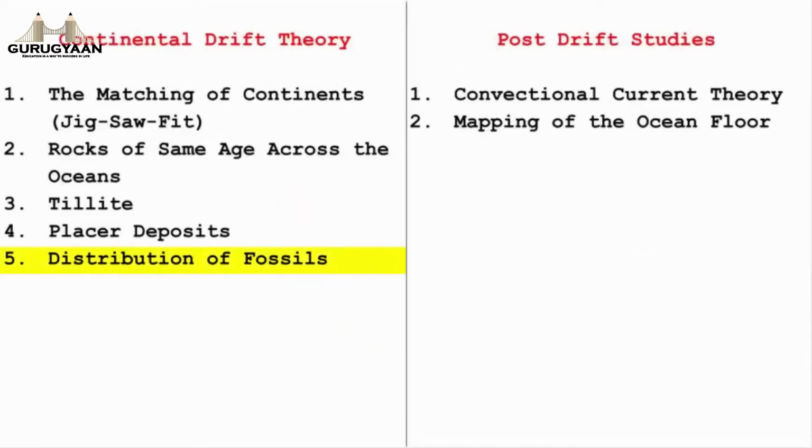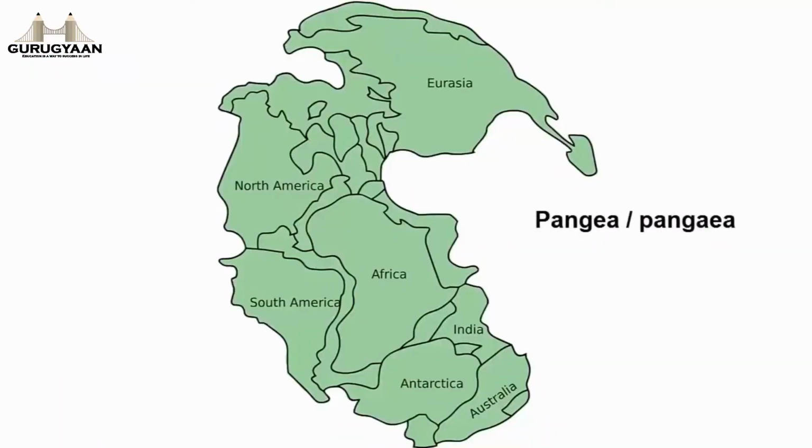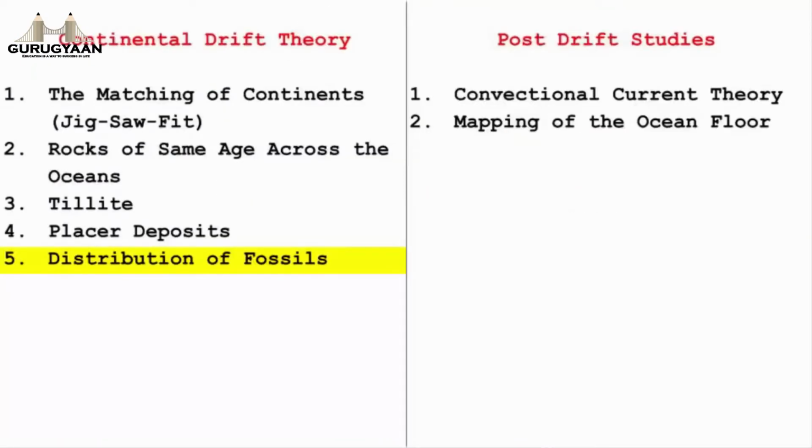And the last point in continental drift theory talks about distribution of fossils. When identical species of plants and animals were found on land masses, it made Wegener strongly believe that once upon a time there was only a single landmass, and with time it started splitting into different continents. So these were the evidences of Alfred Wegener that made him come up with the continental drift theory.